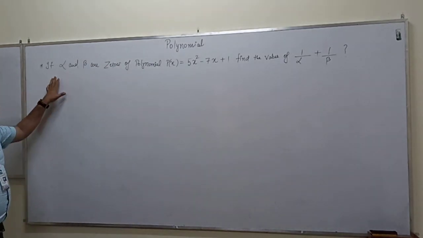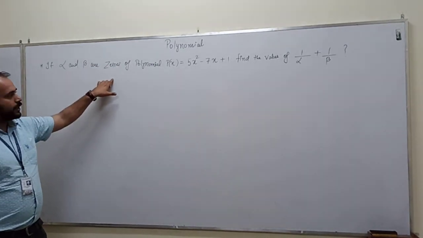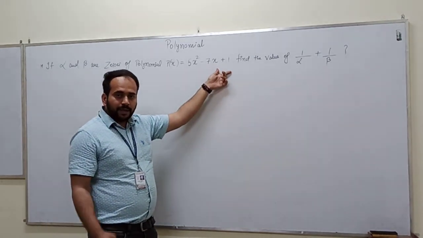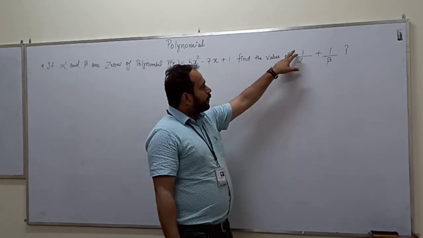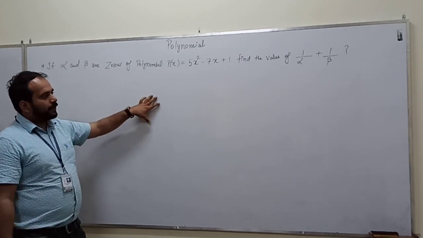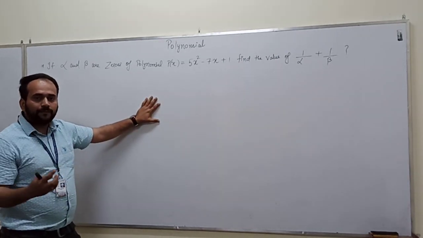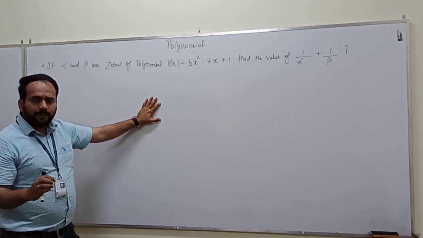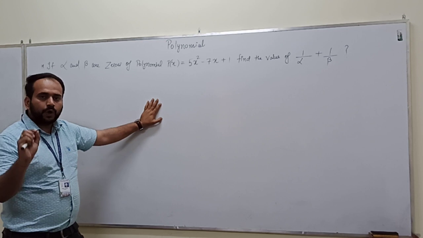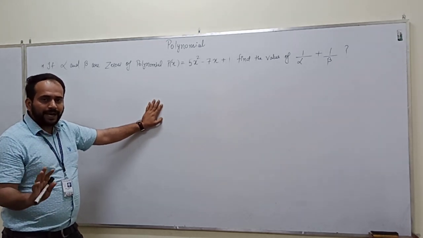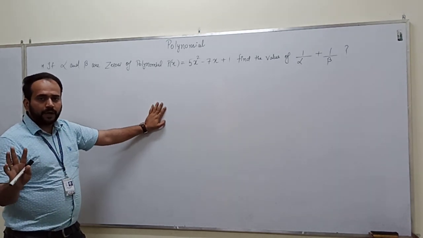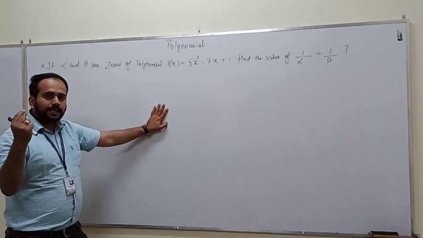See the question. It says that if alpha and beta are the zeros of the polynomial p(x) = 5x square minus 7x plus 1, then find the value of 1 upon alpha plus 1 upon beta. If we get a question of this type, in which we have to find the value of 1 upon alpha plus 1 upon beta, or 2 alpha plus beta, or 1 upon alpha minus 1 by beta, there is no need to find the values of alpha and beta. If you try to find the values of alpha and beta, it will just waste your time. We'll start from the properties.